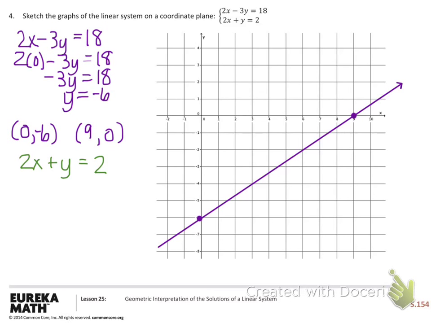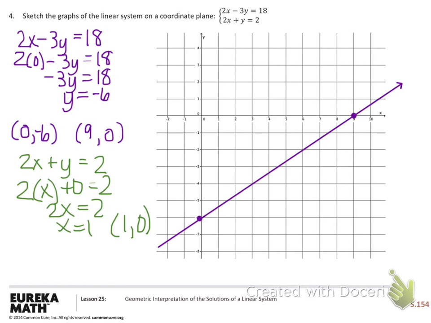Right through there. Okay, so now let's work on the other equation, which we're also going to graph using intercepts. If I let y be 0 here, I have 2x equals 2, and x is 1. So 2 times x plus 0 equals 2, so this is 2x equals 2, and x equals 1. So I have the point 1, 0, so we can put that on there.